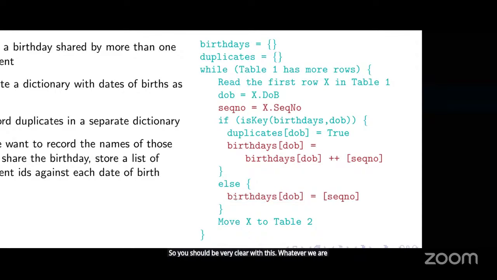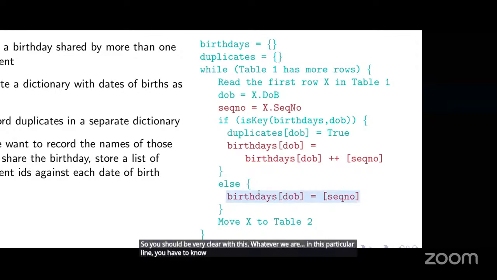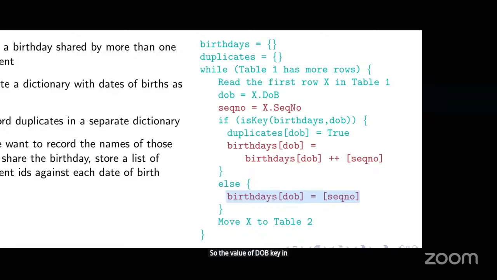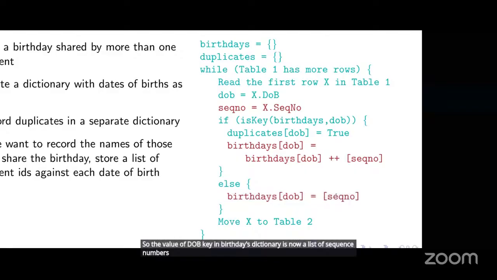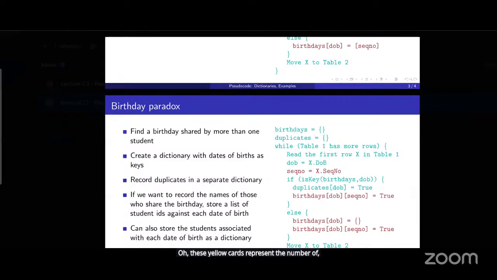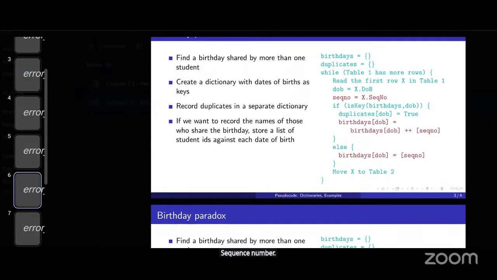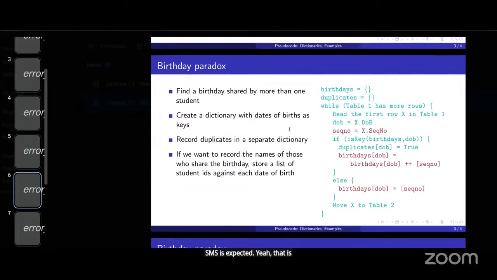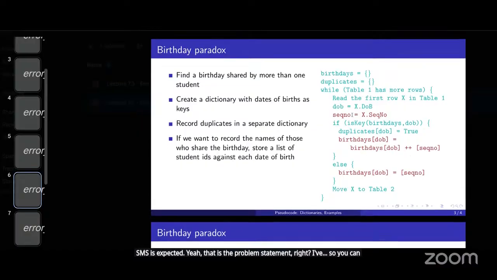Whatever we are doing in this particular line, you have to know exactly what birthdays is. Birthdays is a dictionary. What DOB is. DOB is a key of the dictionary. And what sequence number is. Sequence number is the data. And this square bracket denotes that we want to write that sequence number in a list. So the value of DOB key in birthdays dictionary is now a list of sequence numbers. So these pseudocodes represent the sequence numbers of all the students who have the same birthday. Yeah, that is the problem statement, right? So you can go through the problem statement once to understand it completely.